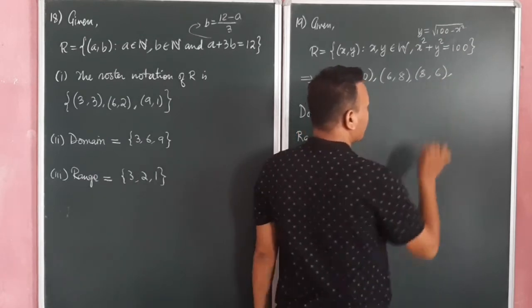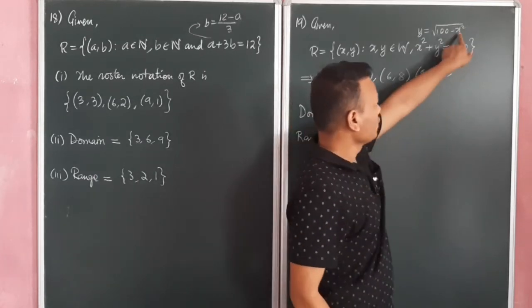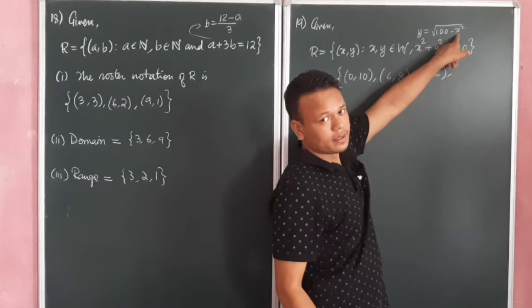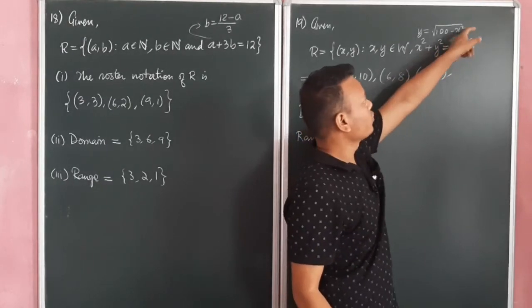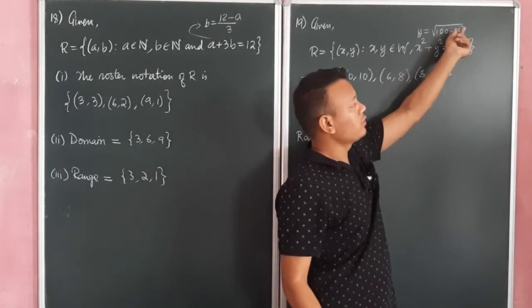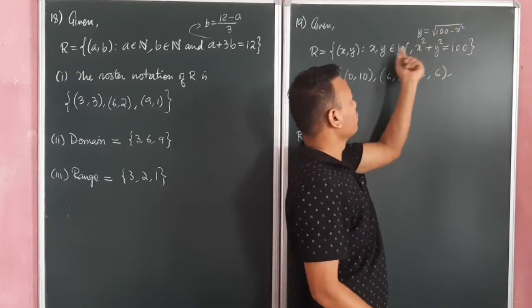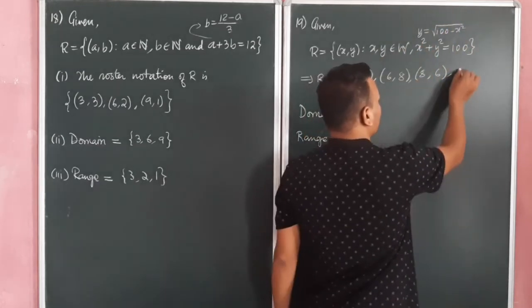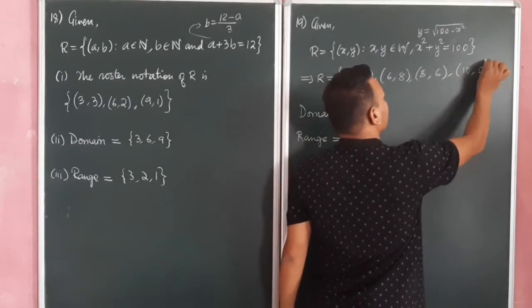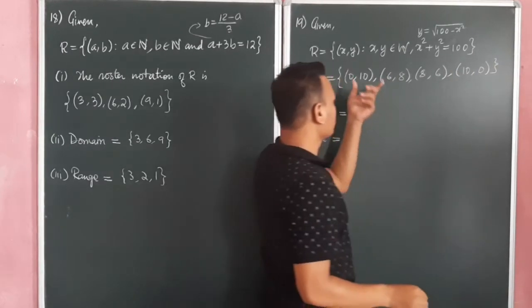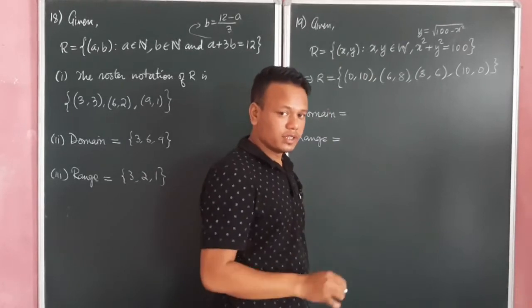Alright, next is the value of x has to be exactly 10. Okay, so it is 10 square, so 10 square is 100, so 100 minus 100 is 0, so square root of 0 will be 0, and 0 is also a whole number. So the next value will be 10 comma 0. So this will be the roster notation of this particular given relation.